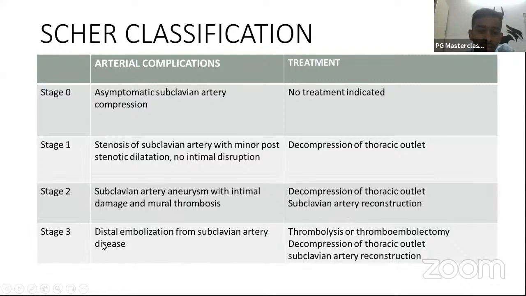Now, stage 3 is when patient presents with an acute upper limb ischemia, where you have digital tip gangrene, or there may be gangrene of the fingers or the hand or even the forearm. This is because of distal embolization arising from the subclavian artery, as described earlier. In this case, an initial emergency thrombolysis or a thromboembolectomy is indicated as a limb saving surgery, following which decompression of the thoracic outlet and the subclavian artery reconstruction is required.